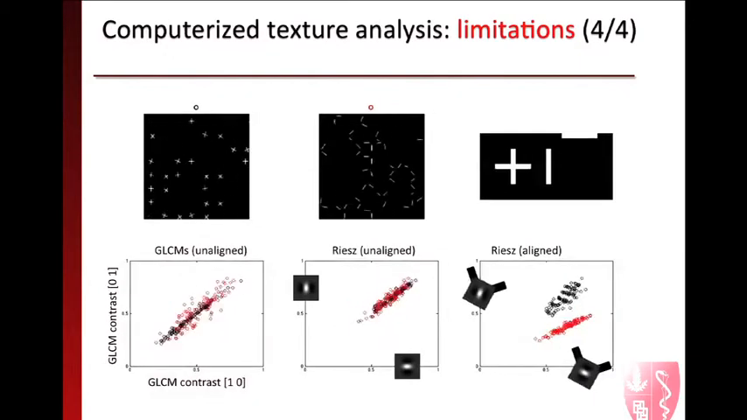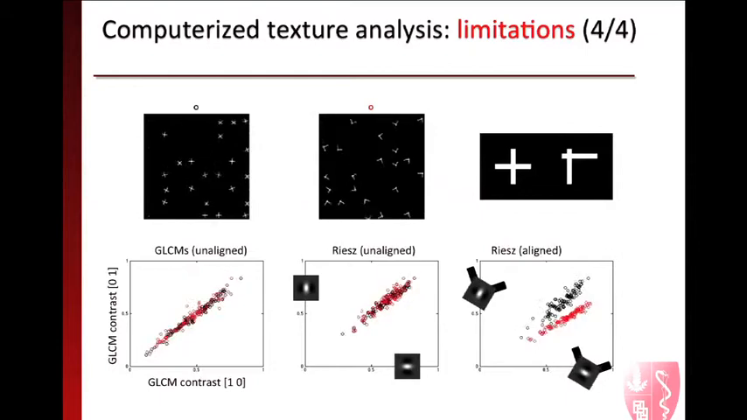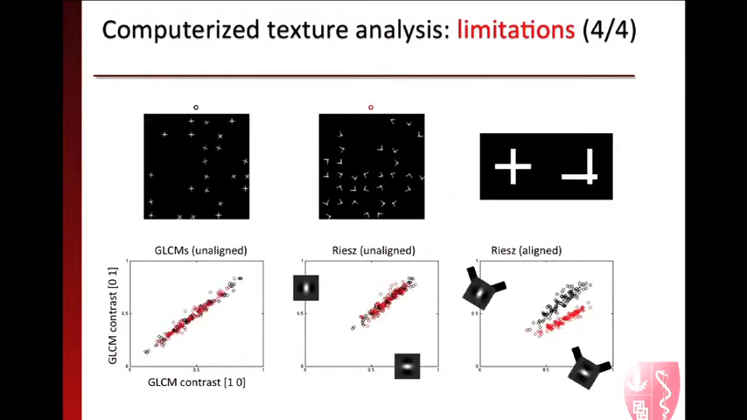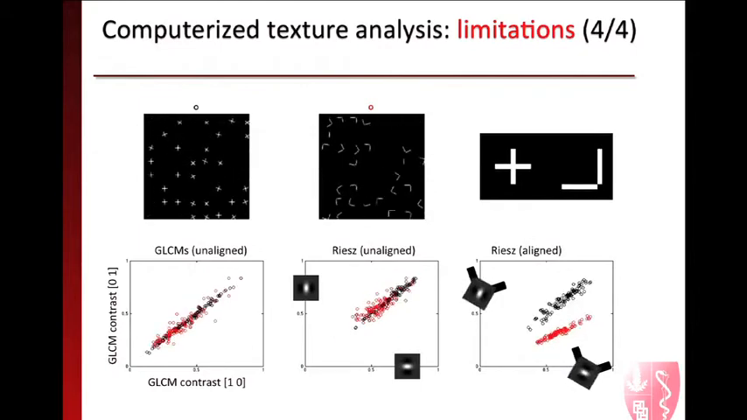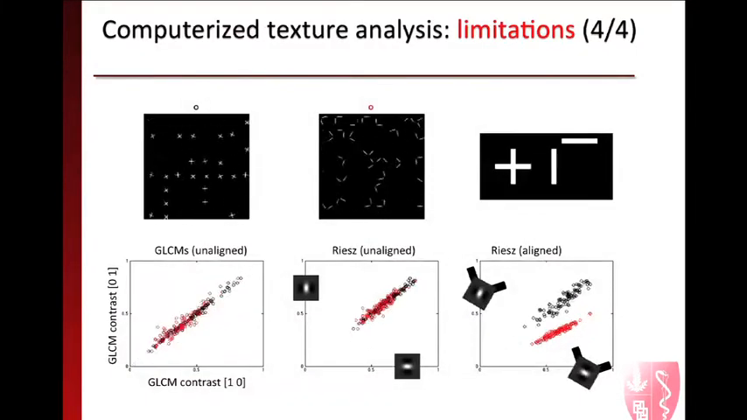Also, when we start to add random rotations in these two patterns here, then we are still able to discriminate them when we align the local operators, because as we align them locally on the structures, then it doesn't matter how they are locally oriented.